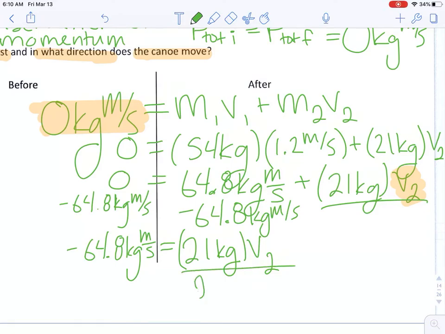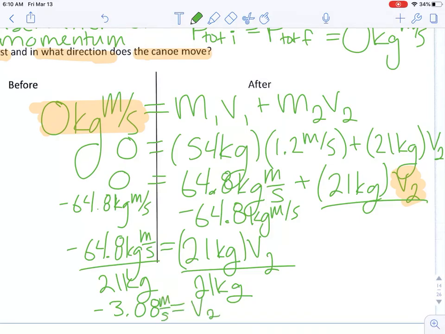Now I'm going to go ahead and divide by my 21 kilograms. And that's going to give me negative 3.08, which is V2. And my units are meters over seconds. And that is my answer.